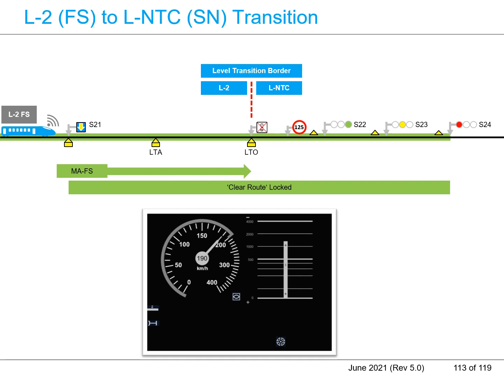This diagram illustrates the route from S21 to S24, which is locked and proven clear by the interlocking system. The DMI indicates Level 2 FS mode, with permitted speed same as the line speed. The planning area indicates the remaining distance to the LTO location. The train driver can maintain the same speed, before and after the LTO location.